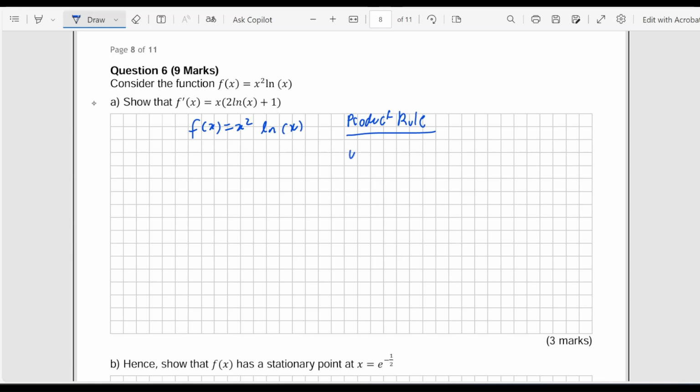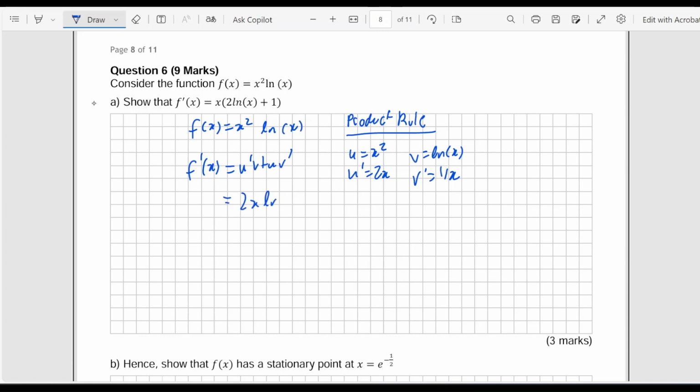So we're going to have u is x squared, v is log of x, u dash is 2x, and v dash is 1 over x. Be really sure here that you actually say that you're using the product rule since it's a show that question. Very important there. You want to explain all if you're working.